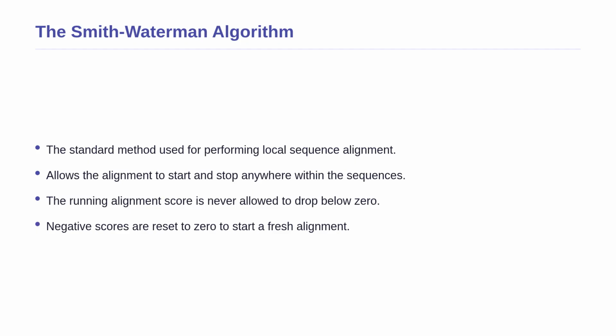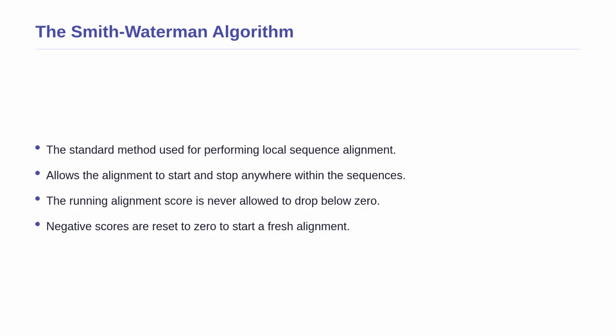To achieve this targeted search, we use a different mathematical approach. The standard method for local alignment is the Smith-Waterman algorithm. Unlike global alignment, which is rigid, this algorithm allows the alignment to start and stop absolutely anywhere within the sequences. The mathematical trick that makes this possible is brilliantly simple. The running score is never allowed to drop below 0.